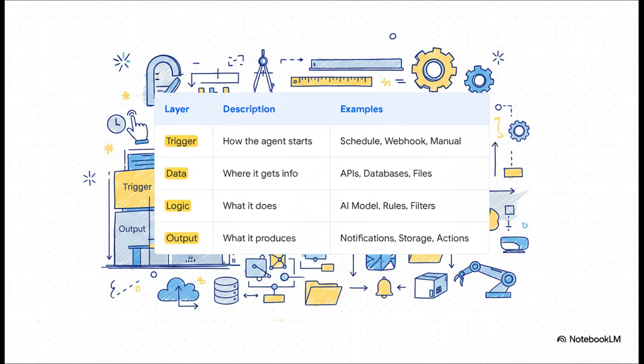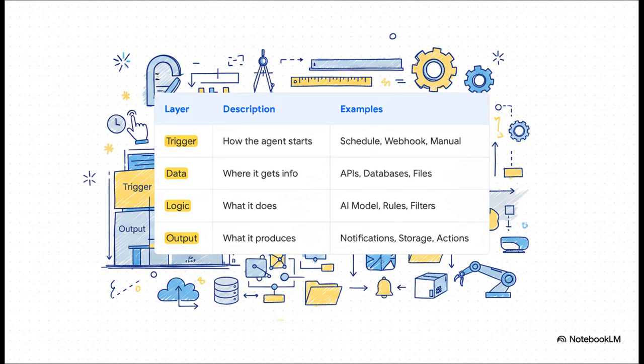First up, you've got the trigger. That's just, how does it start? Is it on a schedule? Does a webhook kick it off? Or do you click a button? Simple. Next, the data layer. Where's it getting its information? APIs, databases, files, you name it. Then comes the logic. This is the brain, right? The core engine doing all the processing.